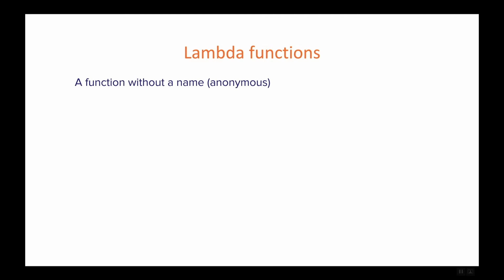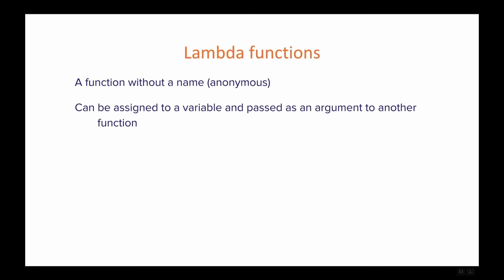Now, Lambda functions are sometimes also called anonymous functions, and they are basically functions without a name. And we will see shortly why we might want to use those. So a Lambda function can be assigned to a variable and passed as an argument to another function. So even though a Lambda function doesn't really have a name, we can still refer to it by a variable name, okay? And then we can pass that variable to another function like we've seen in the previous video with other regular functions. And it can have any number of arguments.